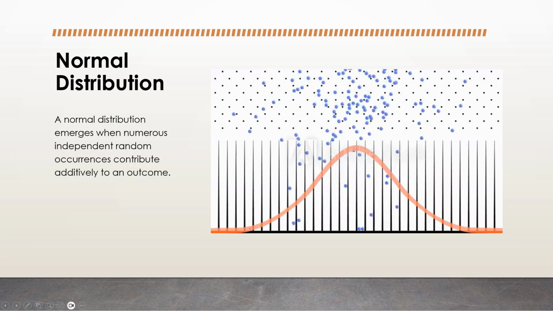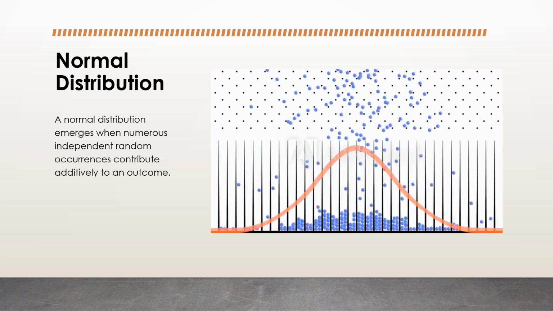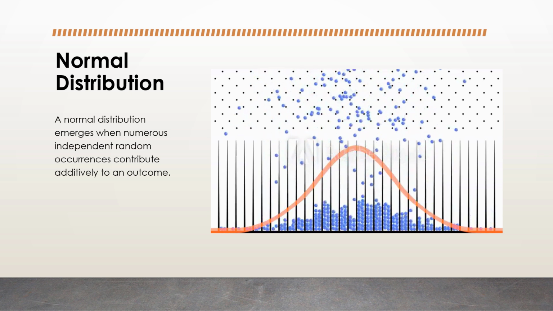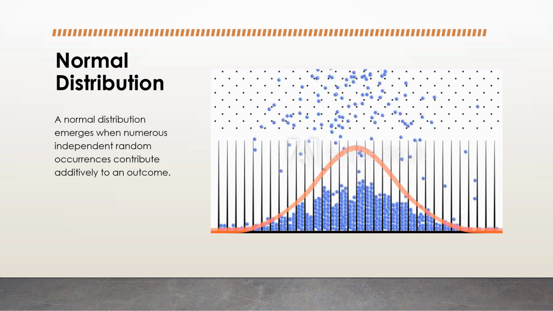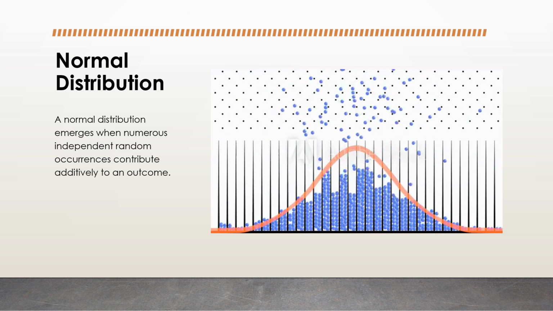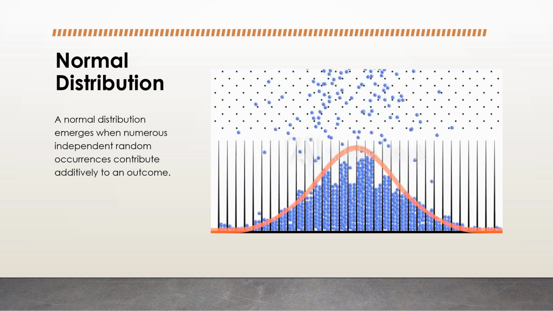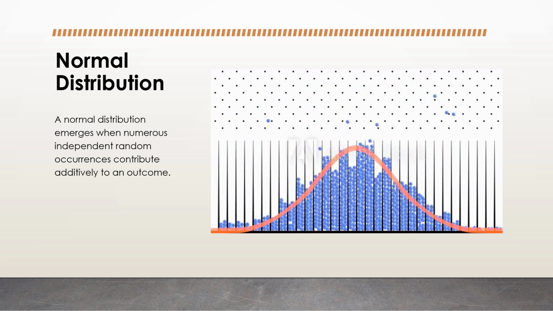A normal distribution emerges when numerous independent random occurrences contribute additively to an outcome. A good example of this is if you measured the height of all residents in the city of Memphis. Collectively, the frequencies of height at all levels will form a normal distribution.